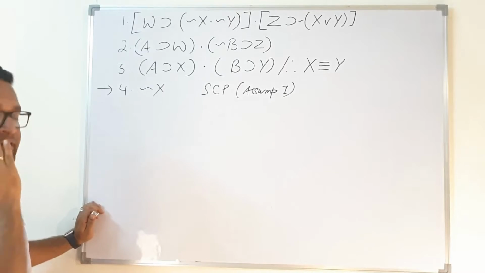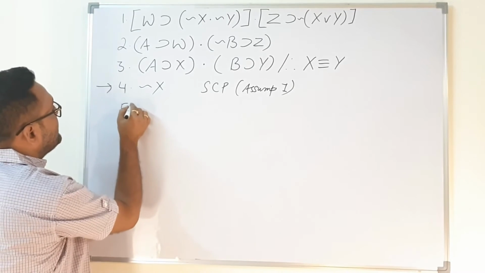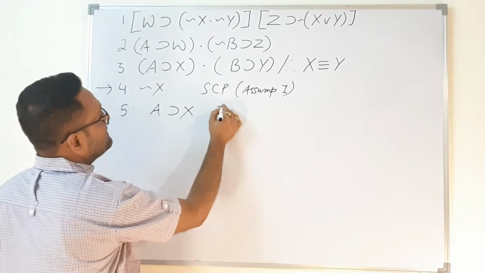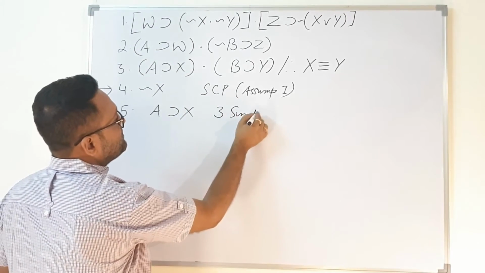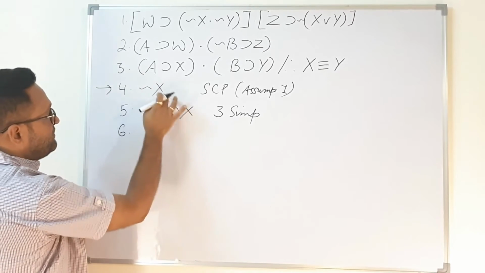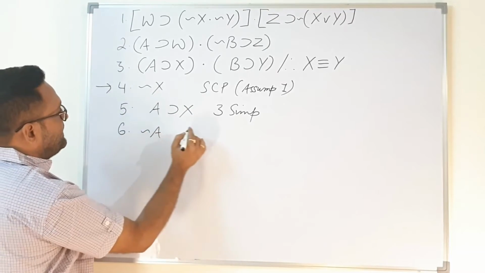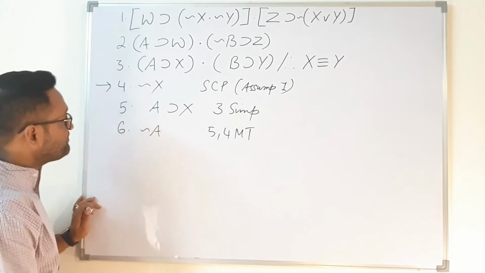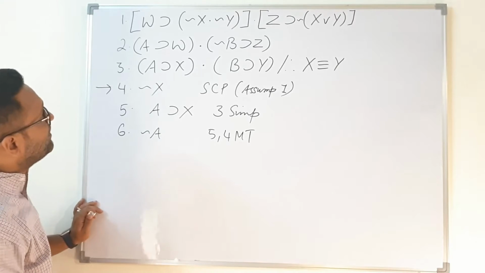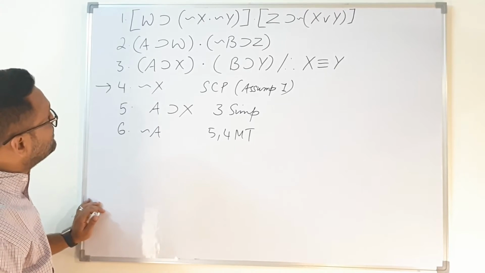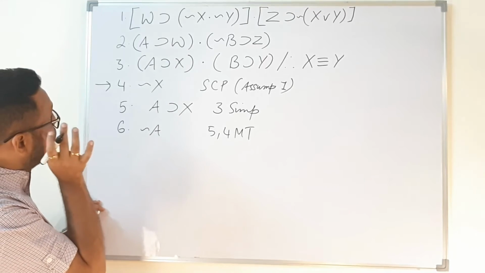Now life will be simpler. Step number 5. I will simplify this, A implies X, third simplification. Step number 6, negation of X applied here, negation A, 5, 4 modus tollens. Okay. Negation of A. Now, what will I do with negation of A? Where can I use negation of A? Because I need to create Y.